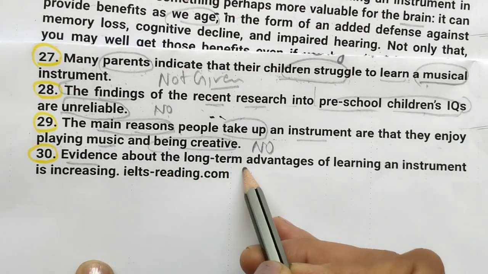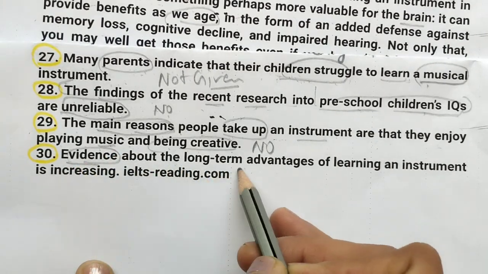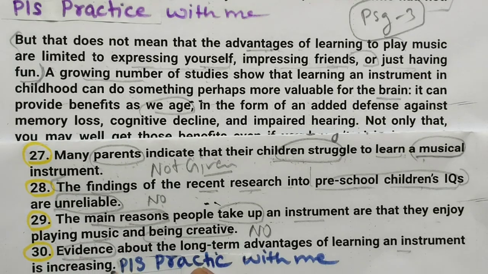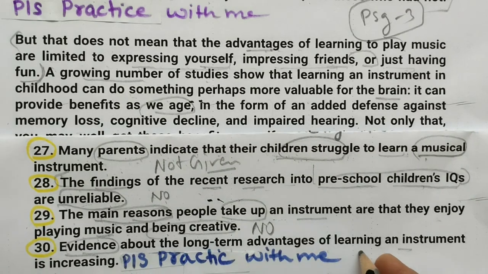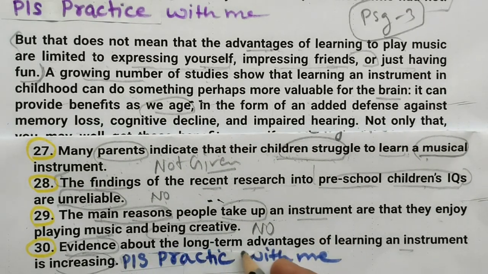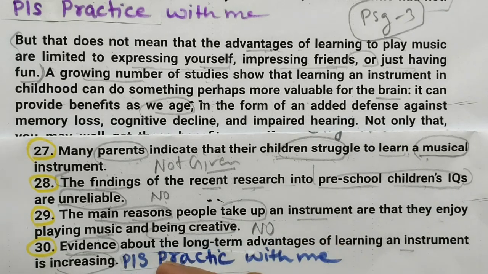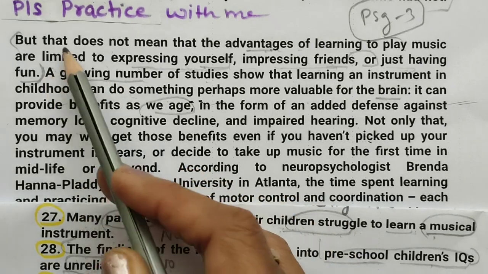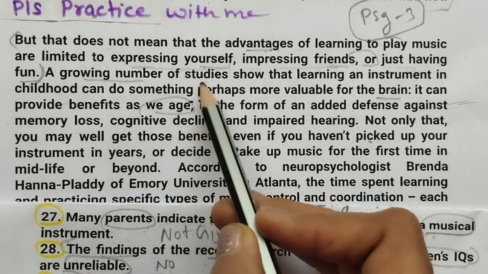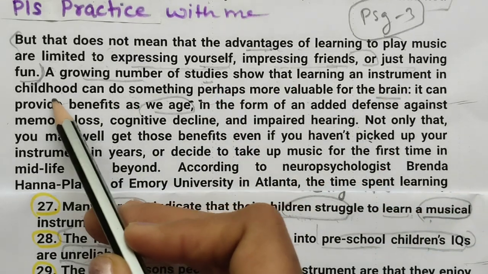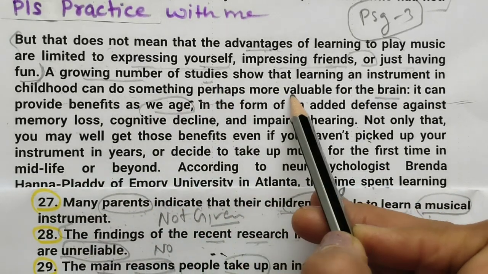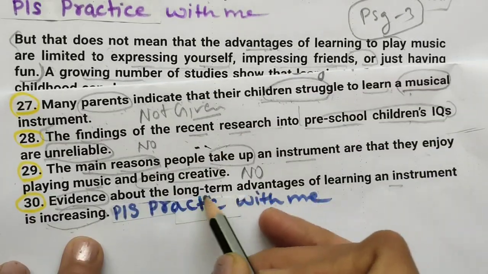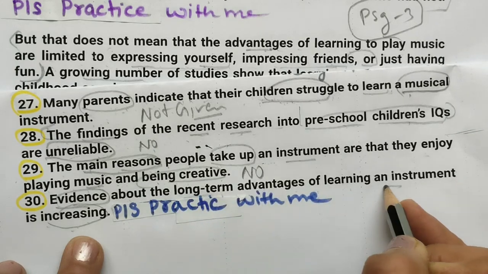30th, evidence about the long-term advantages. So evidence about the long-term advantages of learning an instrument is increasing. If the long-term advantages of learning an instrument are increasing, then it will be yes, otherwise it will be no. So a growing trend, so here we have got the 29th location, a growing number of studies shows that learning an instrument in childhood can do something perhaps more valuable for the brain. It can provide benefits as we age. And that is about the long term advantages of learning an instrument increasing.